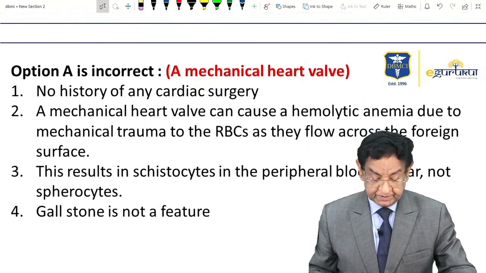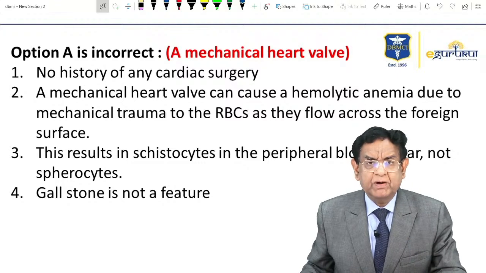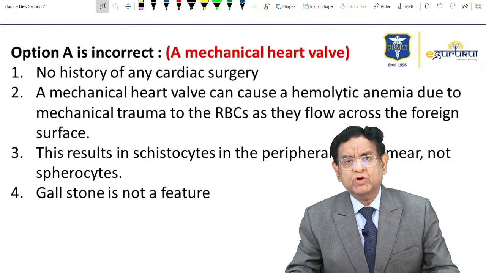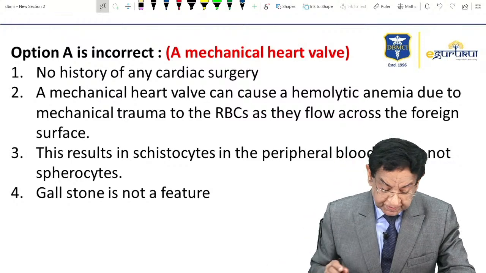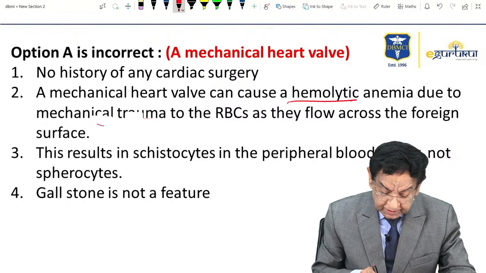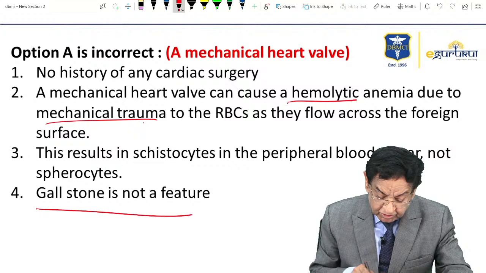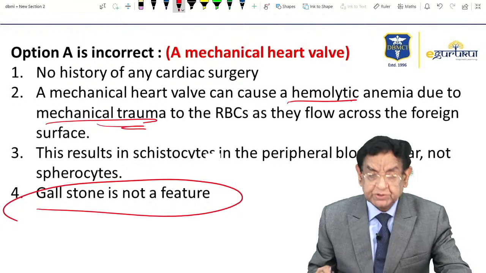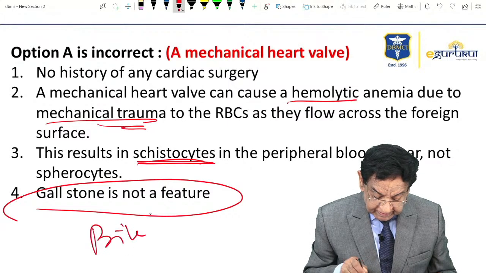Let's look into the other option. Mechanical valve. There's no history. There's no cardiac problem, no cardiac surgery. First of all, this history itself is nothing to talk about a valve. Moreover, we know very well the mechanical valve can lead to a type of hemolytic anemia, but it is caused by mechanical trauma that leads to hemolysis. And in these cases, gallstones are not a feature. And even there will be schistocytes, which are nothing but bite cells. Bite cells will be seen.